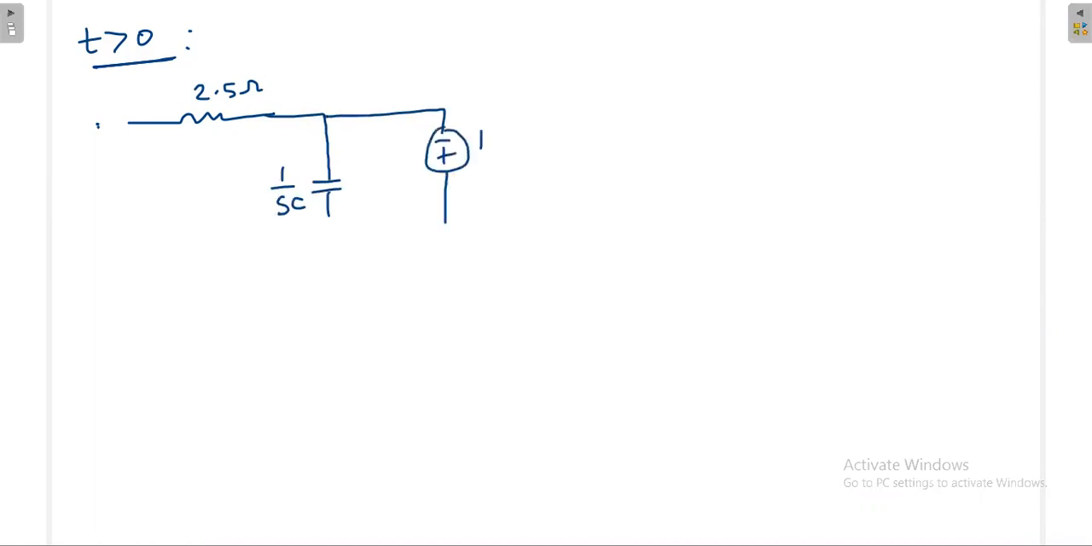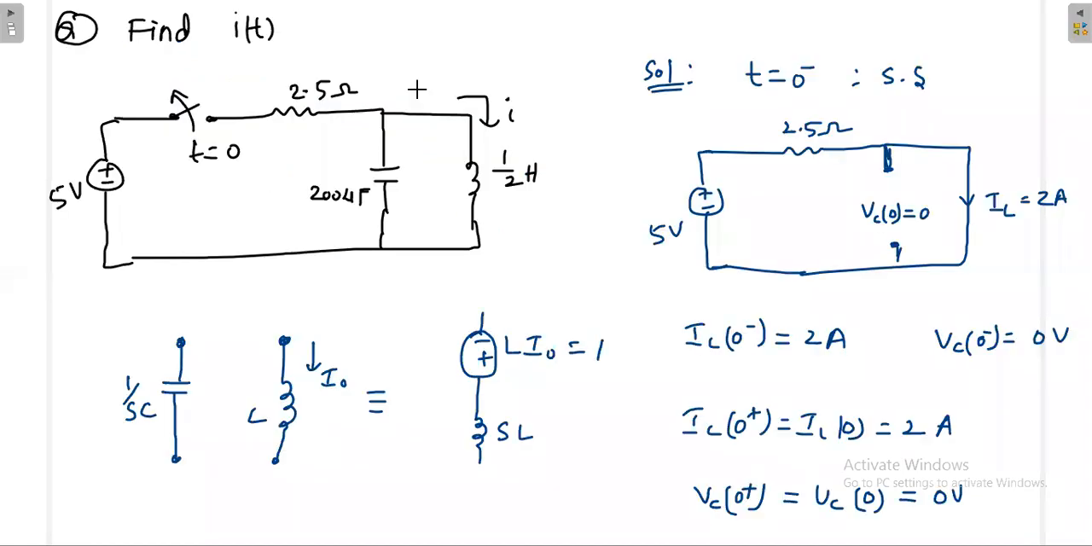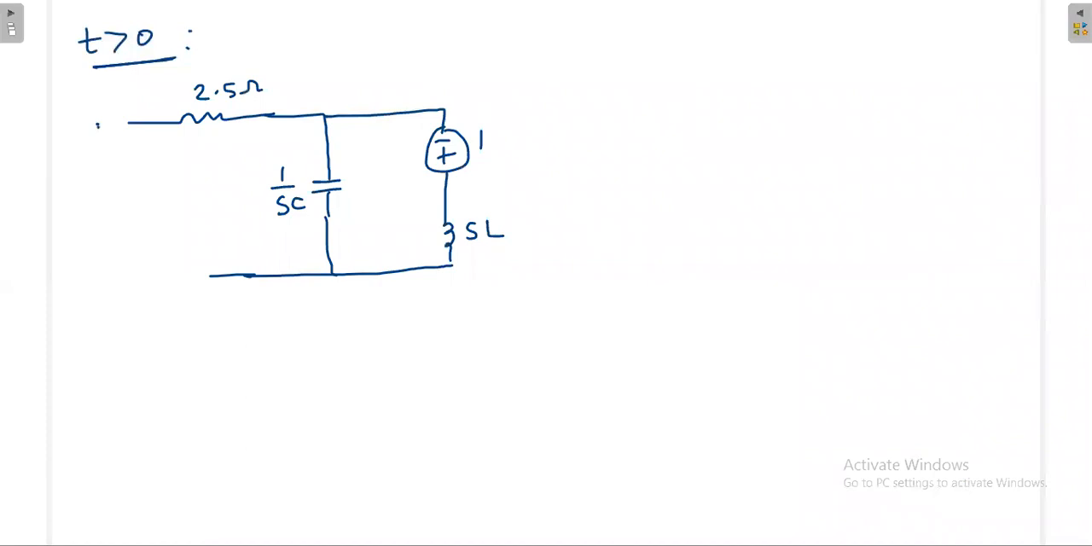Then you will get a network like this, 2.5 ohm and 1 by SC, then minus plus 1, this is SL. Now this is the state of the circuit after opening the switch. But now we have to calculate the current through this inductor. That current in the Laplace transform domain, we'll call it IS. Now we have to calculate what is IS.